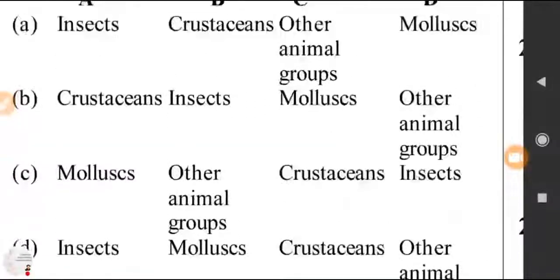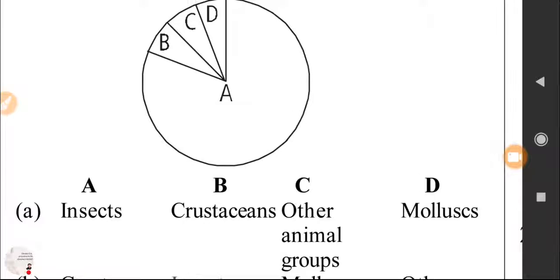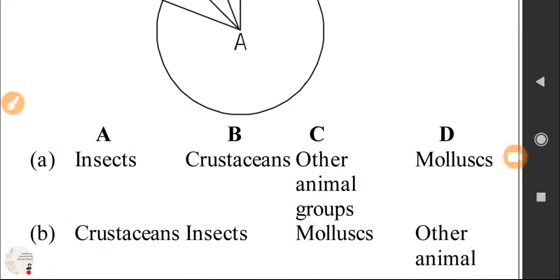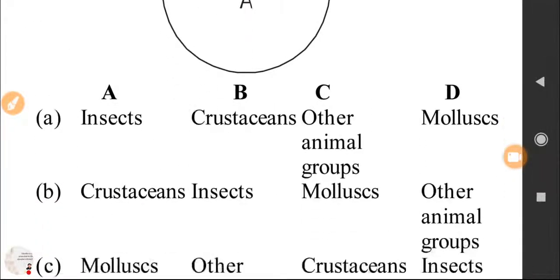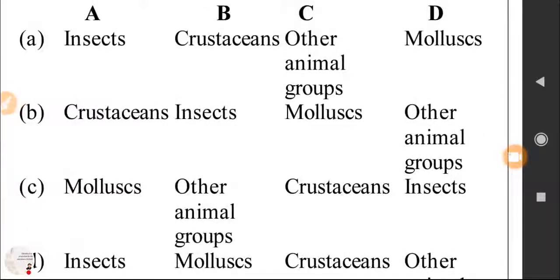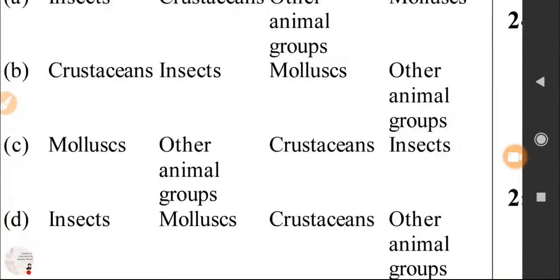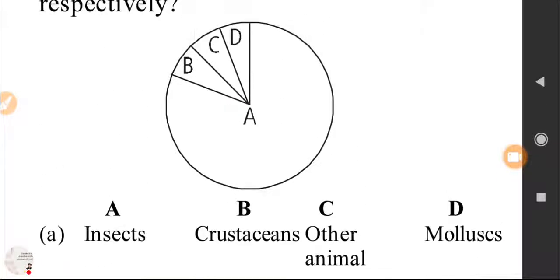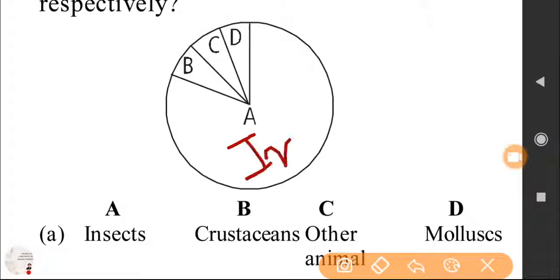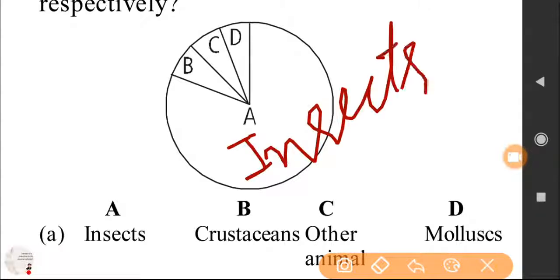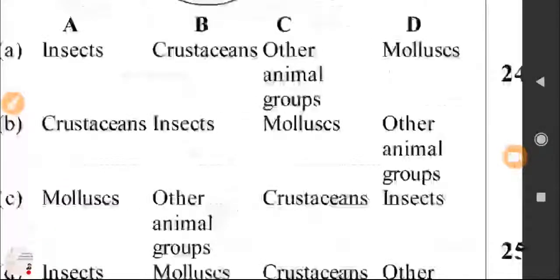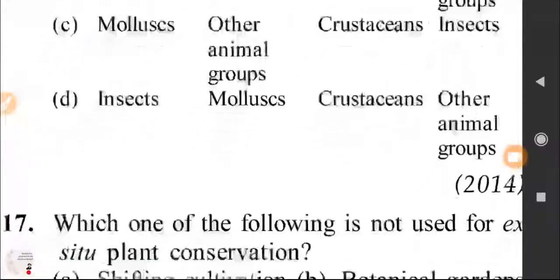It is very easy to understand that the answer should be D, because as you know, insects are highest in number among invertebrates. Insects are found in the largest amount, then mollusks, then crustaceans, then other animal groups. So A, B, C, D is like that. More number will be for insects, so you can match the other answers very easily, because A is insects, mollusks come in second number, and third is crustaceans.